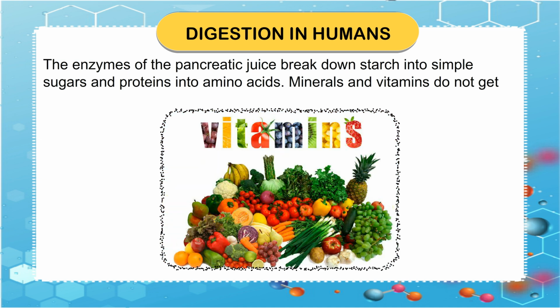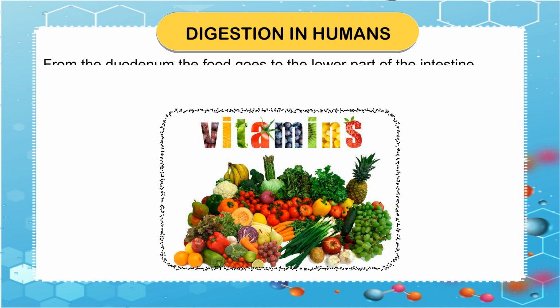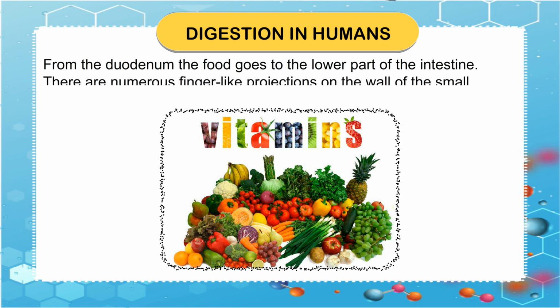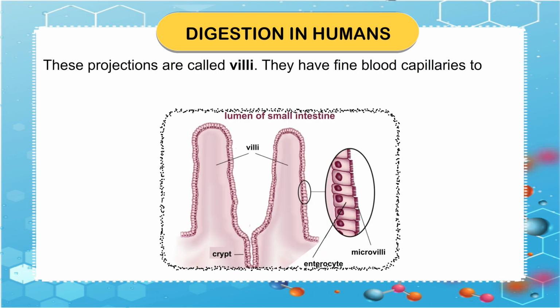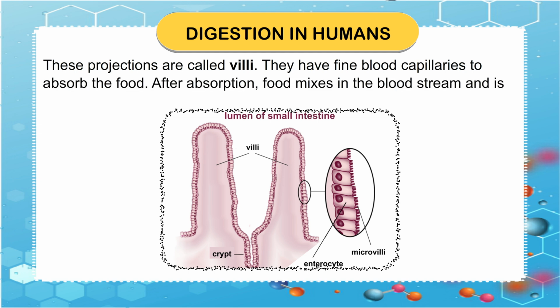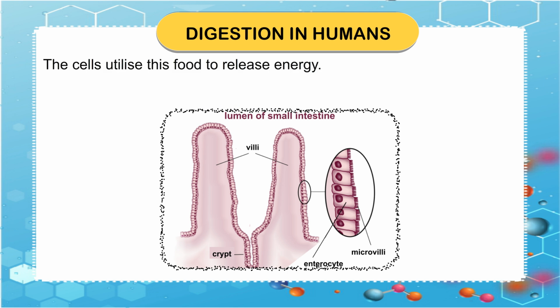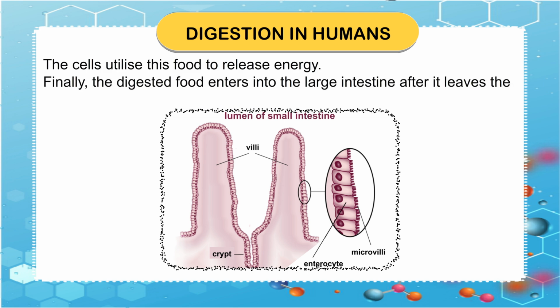Minerals and vitamins do not get broken down as cells are able to absorb them easily. From the duodenum, the food goes to the lower part of the intestine. There are numerous finger-like projections on the wall of the small intestine. These projections are called villi. They have fine blood capillaries to absorb the food. After absorption, food mixes in the bloodstream and is carried to all the cells of the body. The cells utilize this food to release energy.